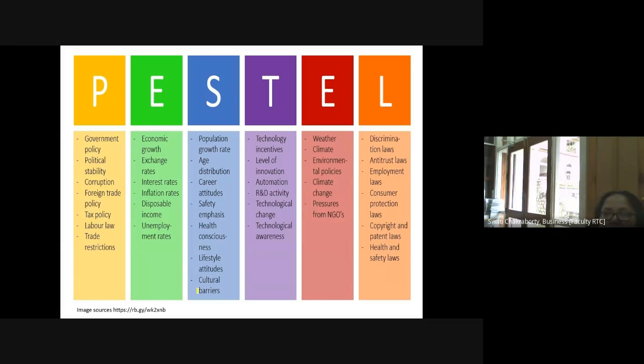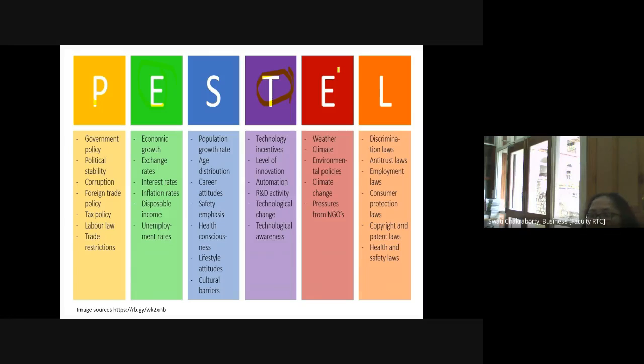Right. So this is where we have the diagram of PESTEL. P, that is political: government policy, political stability, corruption, foreign trade policy, tax policy, labor law, trade restrictions. E, economic growth, exchange rate, interest rates, inflation rates, disposable income, unemployment rates. S, that is social: population growth rate, age distribution, career attitudes, safety emphasis, health consciousness, lifestyle attitudes, cultural barriers. T, which is technology: technological incentives, level of innovation, automation, R&D activity, technological change, technological awareness.